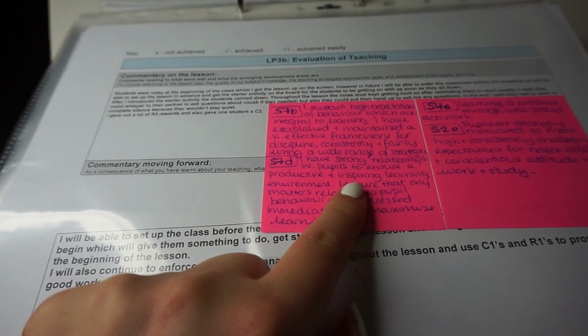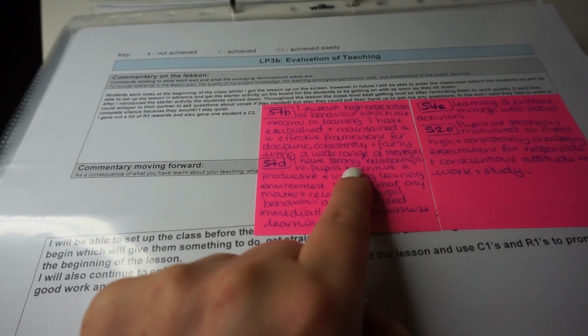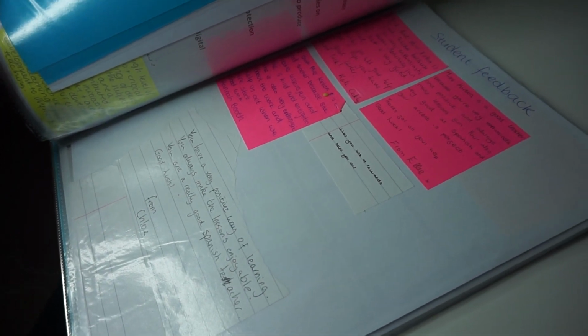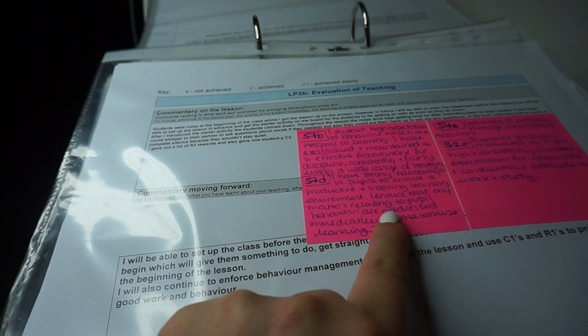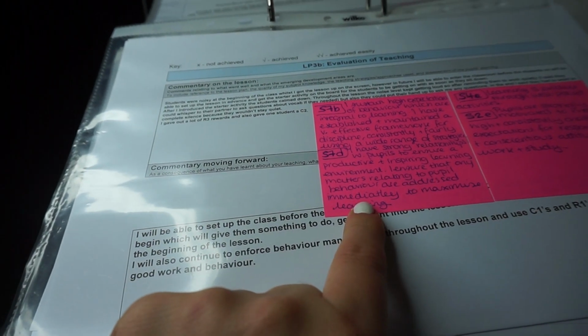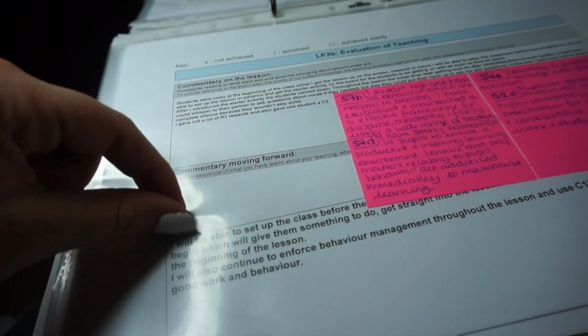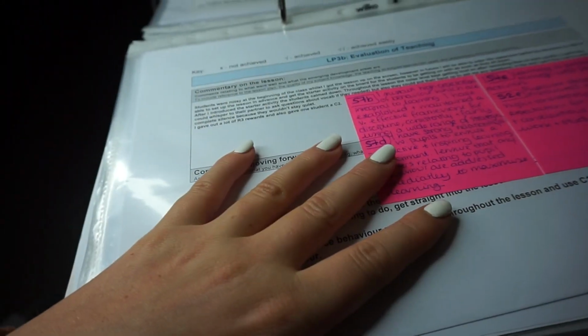The bit where it says about strong relationships, you could get pupil feedback and use that as evidence, which I have at the back here. So I've got my student feedback there, and then also any issues relating to pupils' behaviour are addressed immediately. So you could either make a note of when you have, for example, written on somebody's behaviour report, or actually take a picture of someone's behaviour report and use that as evidence.